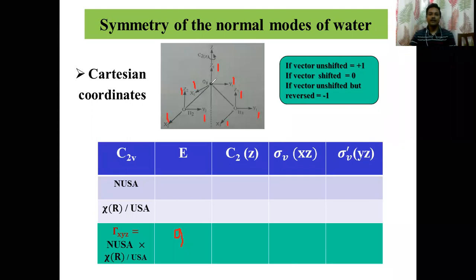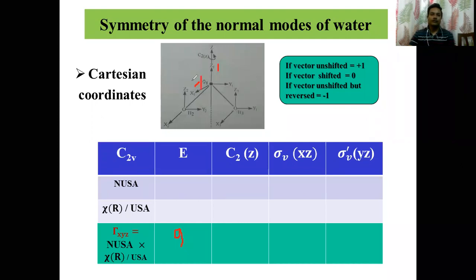But for the oxygen atom, if we look carefully, if we do the C2 along Z, then Z remains unchanged, so that is going to be 1. And for Y, it is going to go to -1, because that changes the direction. So Z1 remains unchanged, so the character is 1, and if I do C2, this X1 goes to -X1, so that contributes -1.